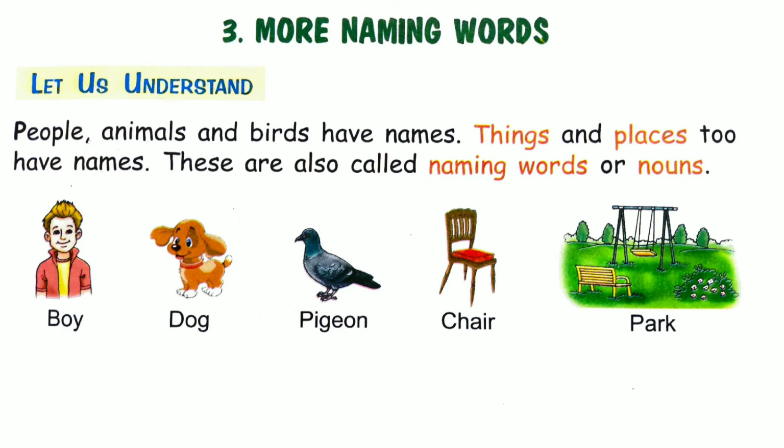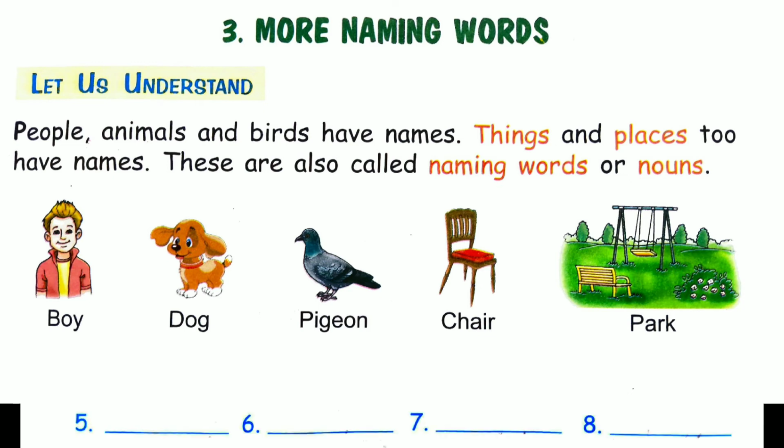Now let us look at the picture. There is a boy, a person, name of a person. Second picture we can see a dog, name of an animal. Third picture we can see a pigeon, name of a bird. And the fourth picture we can see a chair, name of a thing. And the fifth picture, last picture we can see park. Park is the name of a place. These all naming words are called nouns.